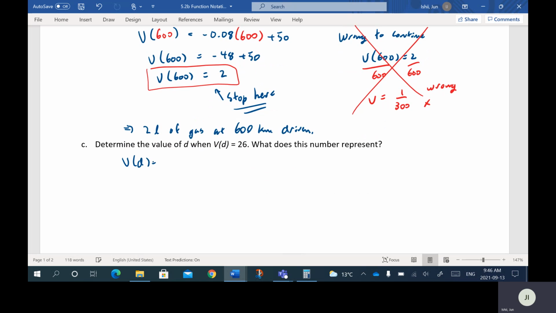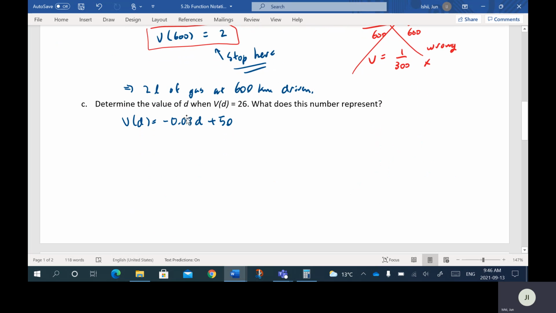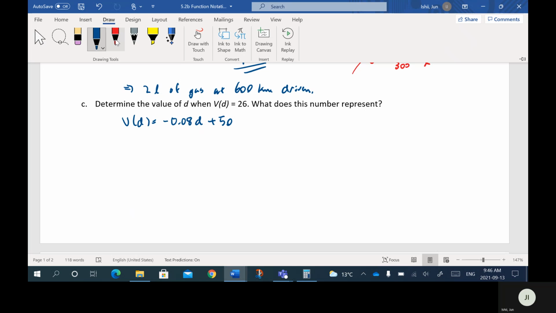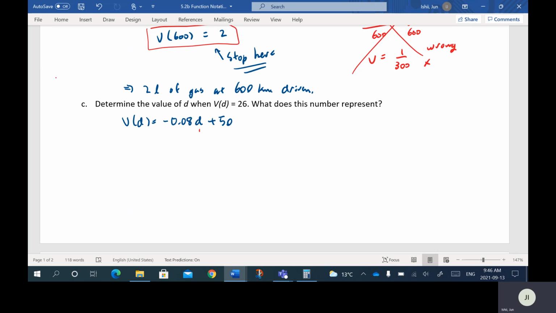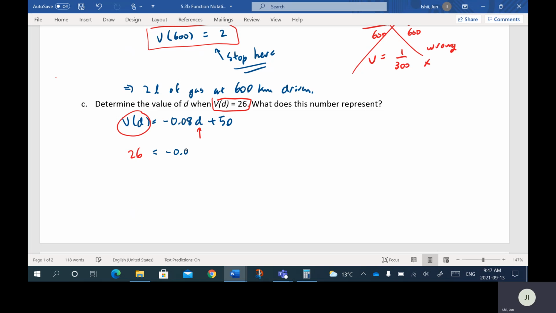So V of D equals negative 0.08 D plus, I think it was 50. Yep. All right, so this time we want to find the value of D. So we want to figure out what this value is when V of D is equal to 26. This means that this left-hand side, V of D, we can replace with 26, because we want to find the value of D.